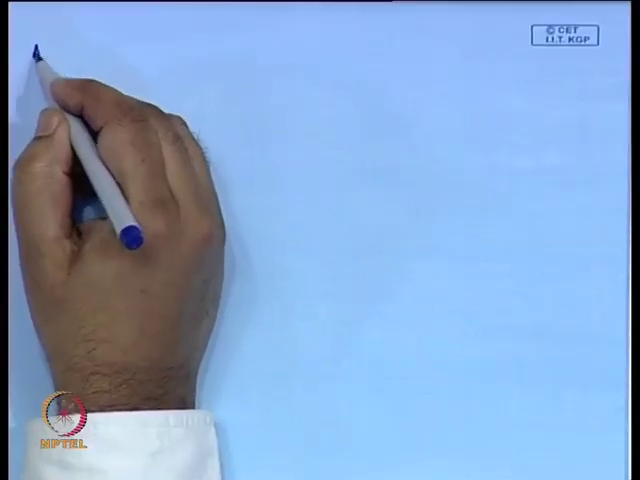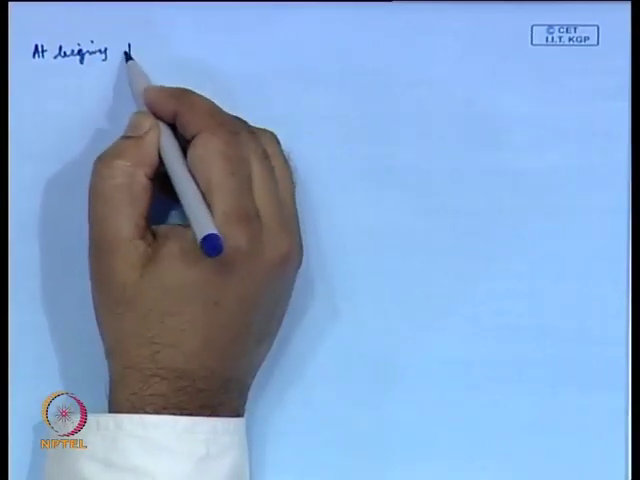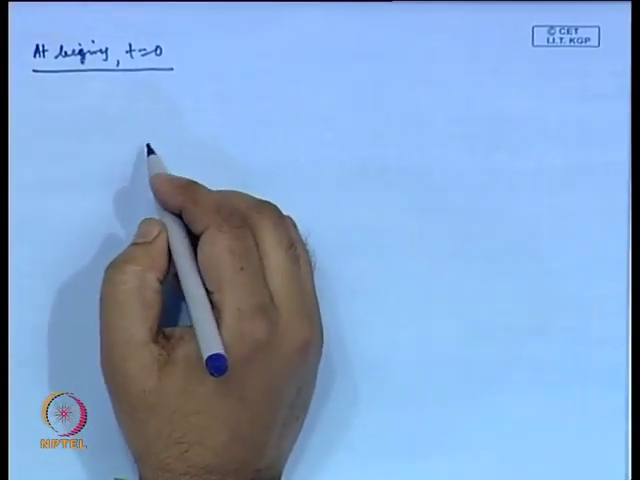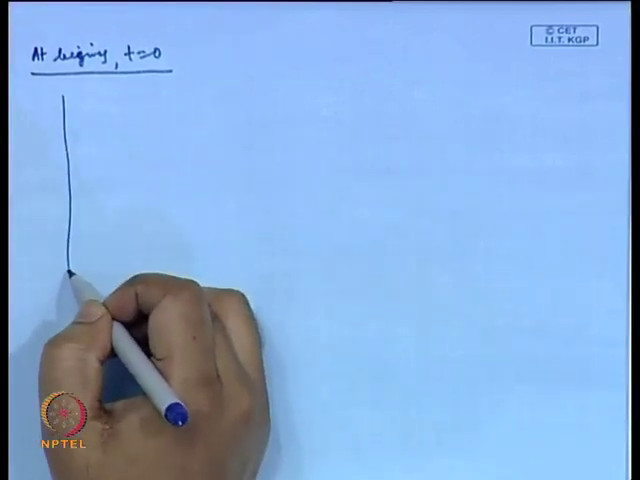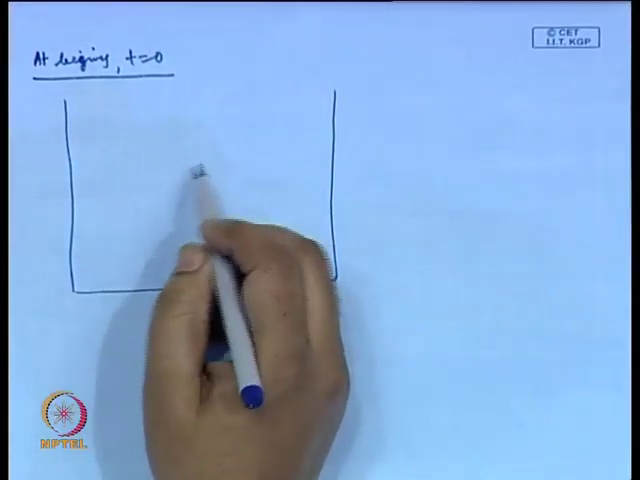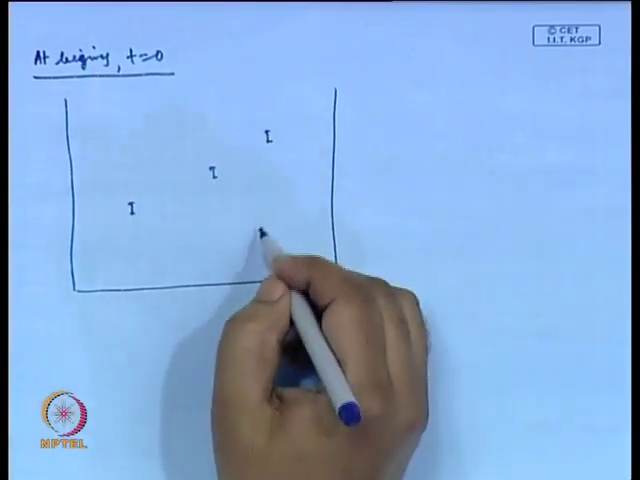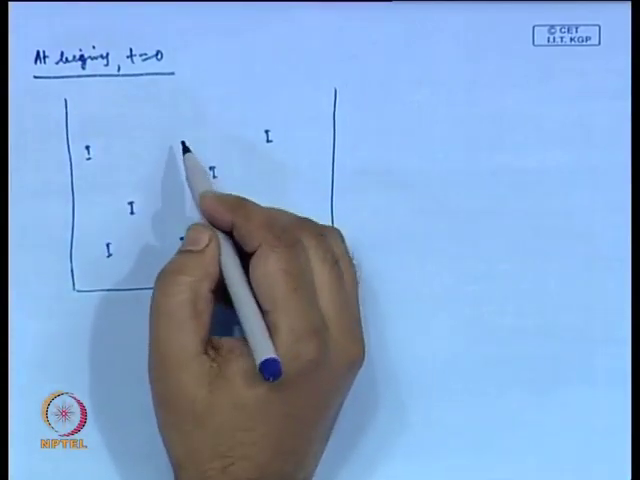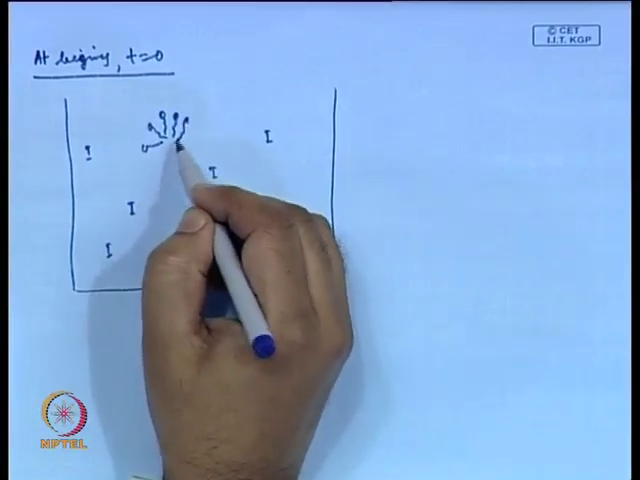Now, let us see what happens at the beginning. At the beginning, t is equal to 0, you have water with initiator. Let us draw something like this. So this inside is the water medium, and you have initiator molecules dissolved in the water. When you add surfactants, the surfactants will form micelles. Now, I am just drawing these cartoons.